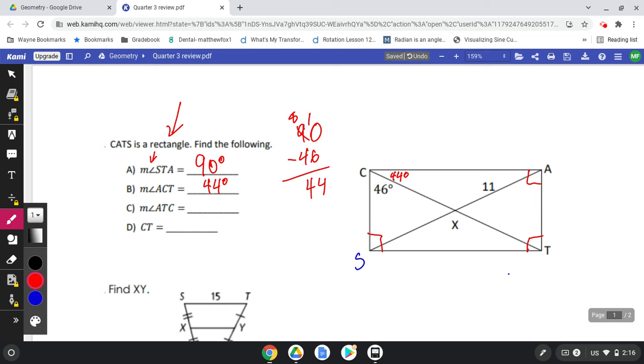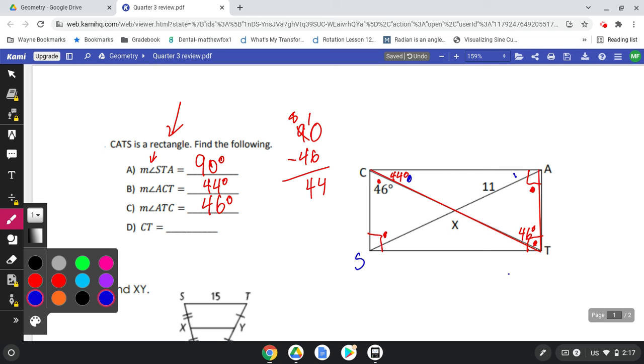All right, let's see. Measure of angle ATC. So ATC starts at A, down to T, up to C. And that wants to know what this is. That is the bigger one. On a rectangle, they are going to be symmetric, and so if we would fold it in half, either hot dog or hamburger style, it is going to match. That will be 46 as well. Just like over here, we had 46. This one would be 46, this one would be 46, this one would be 46. Meanwhile, this angle is 44, this one's 44, this one's 44, and this is 44.